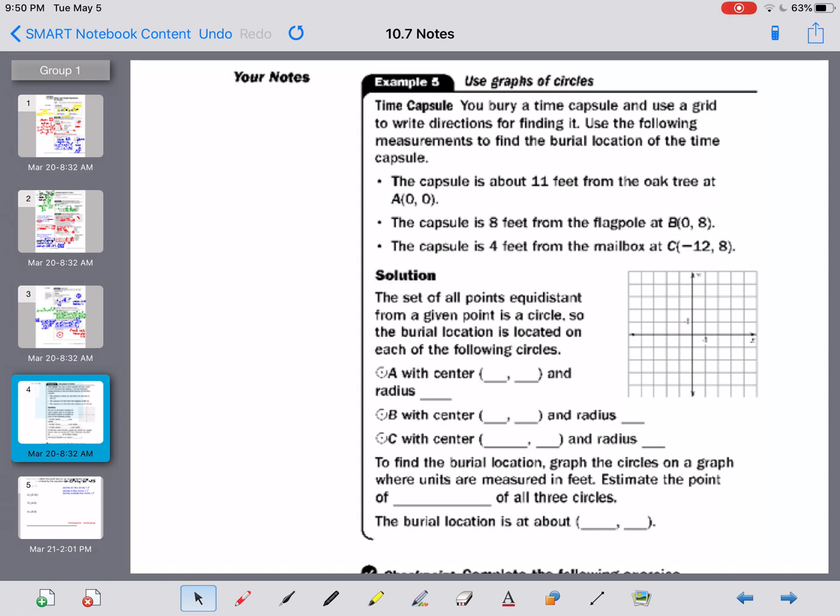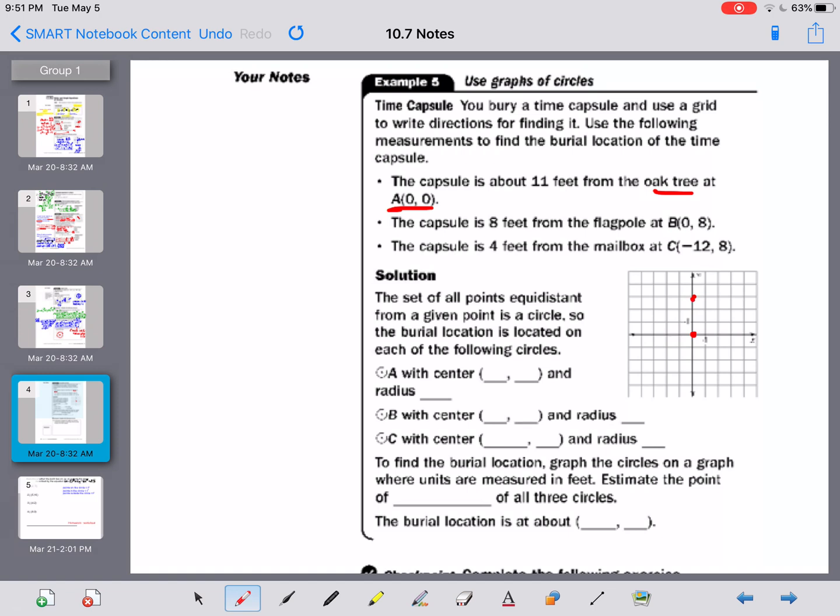All right, so it says that we're using an oak tree at 0, 0, or the origin. So here's my oak tree right here, and it says that this capsule is about 11 feet from the oak tree. Now the question is, which direction 11 feet? Quick reminder here, we do have a scaled graph. It looks like it's scaled by 4s, okay? So maybe it's 11 feet straight up. So here's 4, 8, almost to that line. So we're right beneath that line.